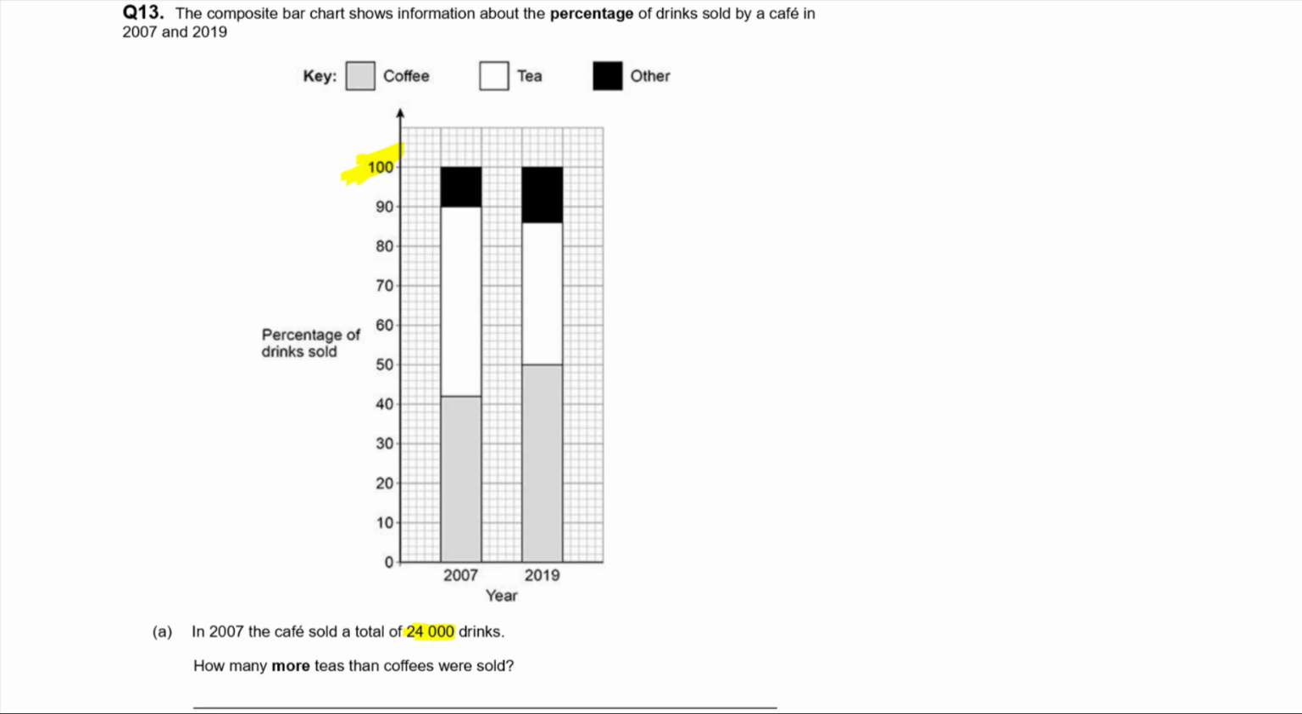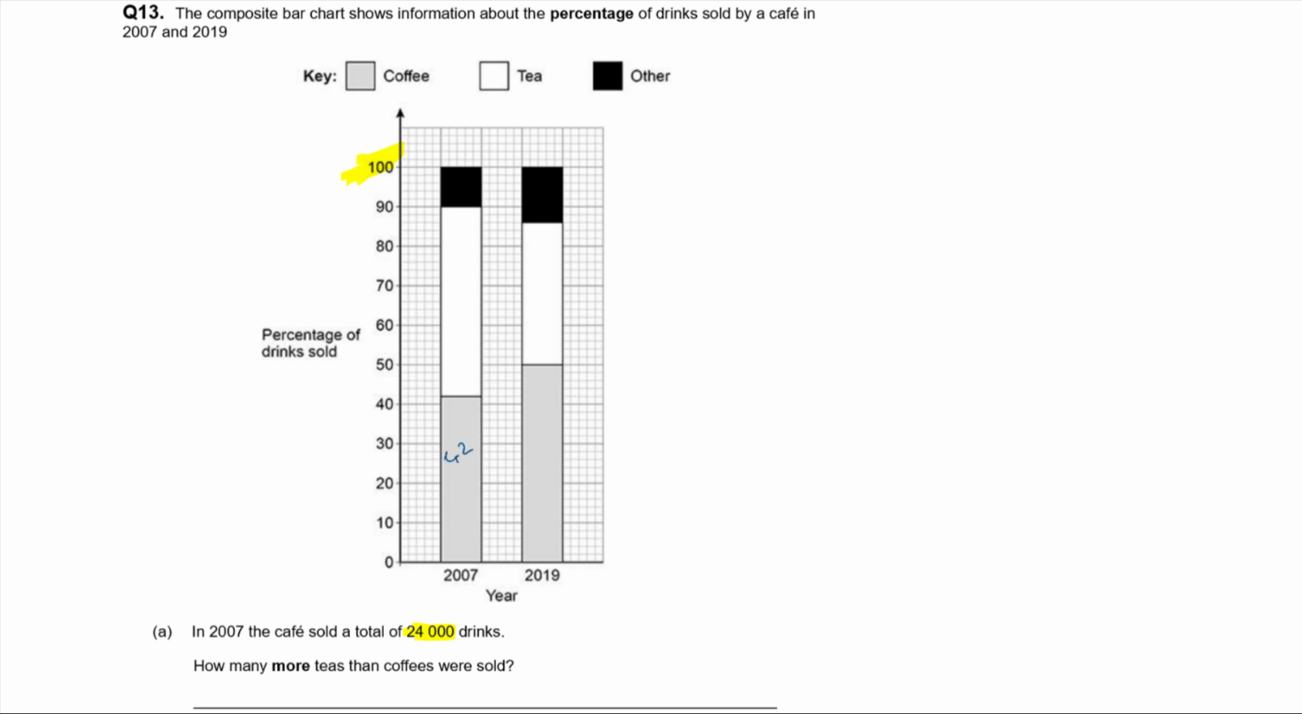Okay, and then how many more teas than coffees were sold? Well, teas is the white part of the bar and coffee is the grey part of the bar. Now, if you have a look at the coffee part first, that goes up to one little square above 40. Now, there are actually 5 divisions between there and there, so each one of those must be like 2. So like 42, 44, 46, 48, 50. So that means that the grey bar is 42 then, isn't it?